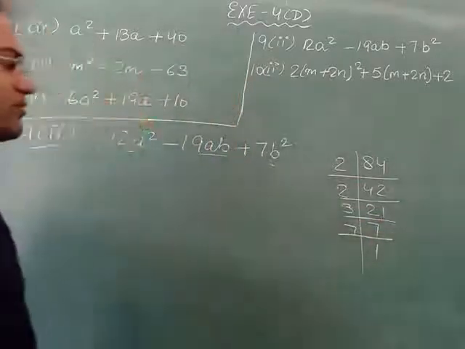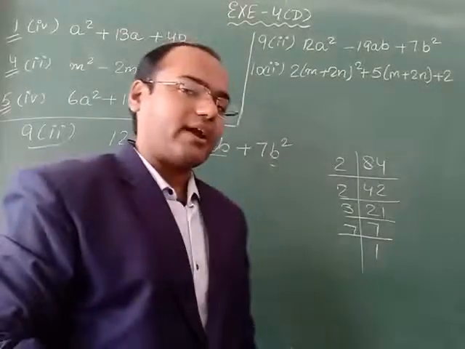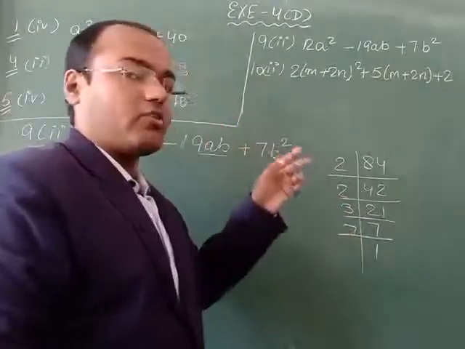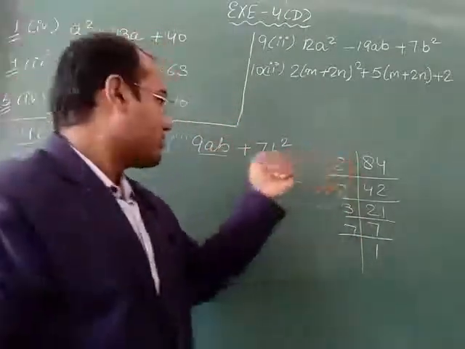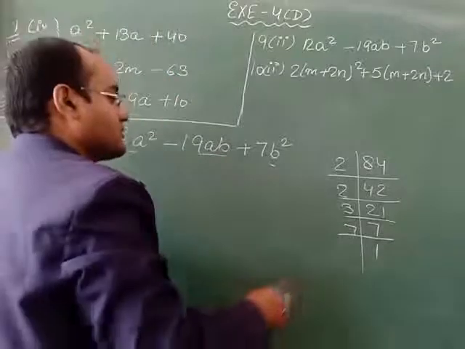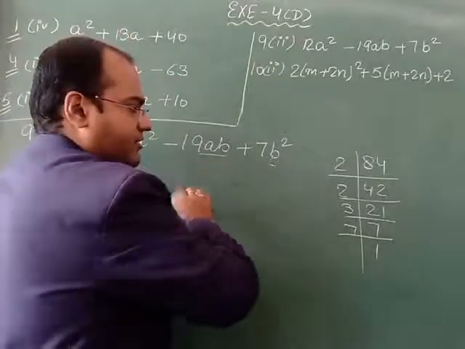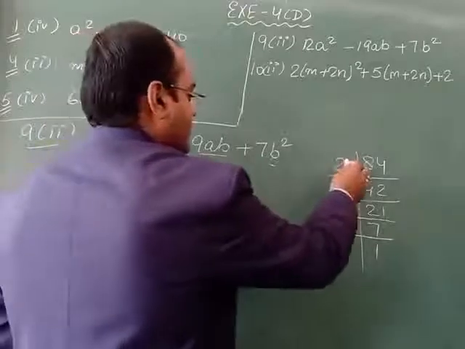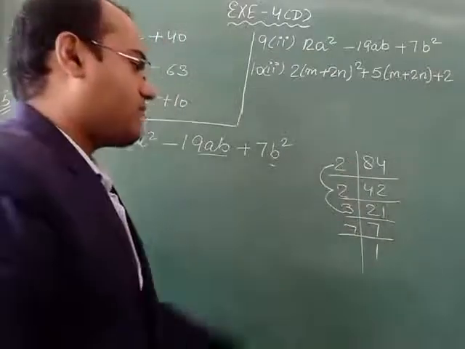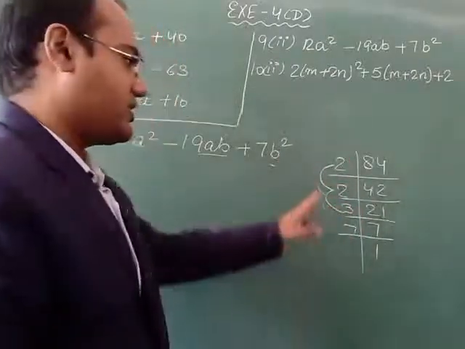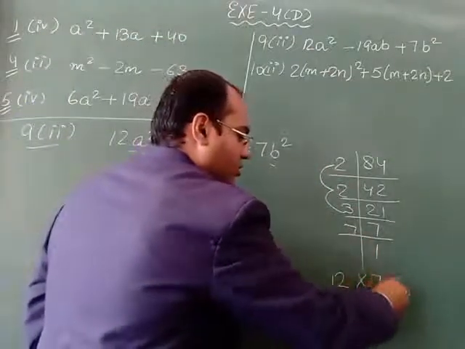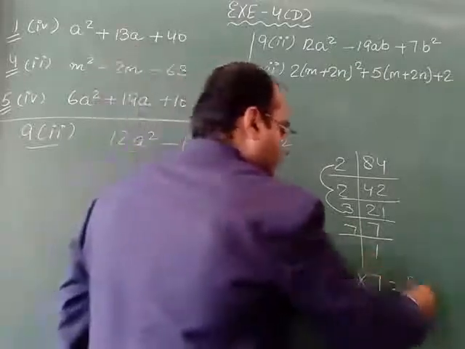Now we have to find a pair of factors whose sum should be minus 19 and whose product will be 84. In order to make minus 19, what will we do? 3 twos are 6, 6 twos are 12. So when we multiply these three terms, we get 12, and the remaining one is 7.